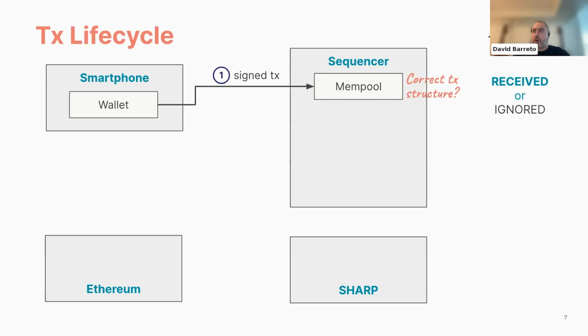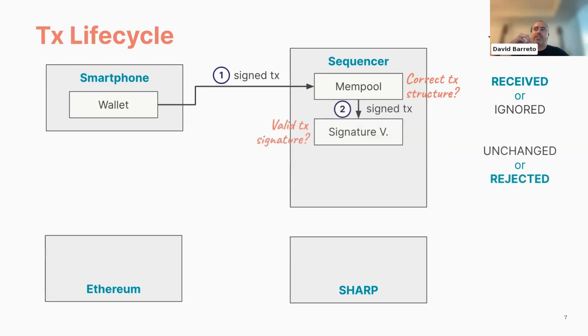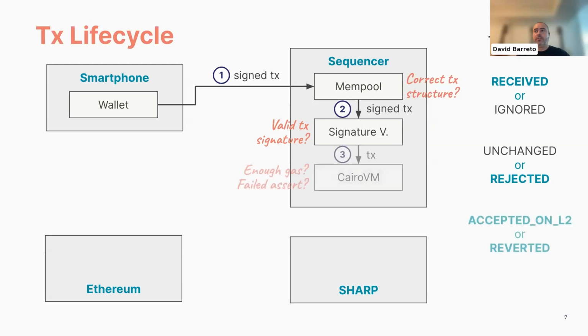But if it's well formed and received by the sequencer, by the mempool, then that's when the signature validation actually happens, right? Every transaction has to be signed. So that's the next step: verify the signature. If the signature is incorrect, like it doesn't correspond with the public key or the private key, then the transaction will be rejected, right? And that will be the end of it, actually. Now, if the transaction is valid, the signature is valid, then it will continue. Now it actually goes to the execution in the Cairo VM.